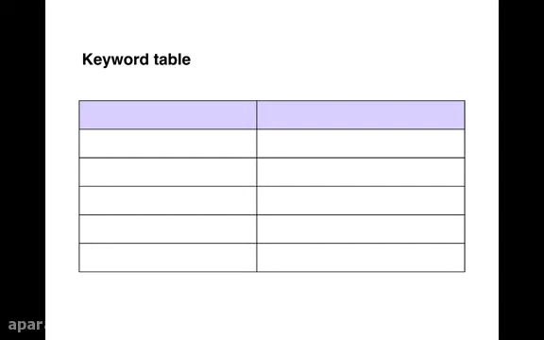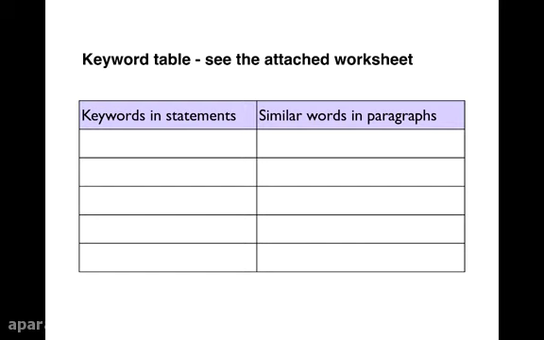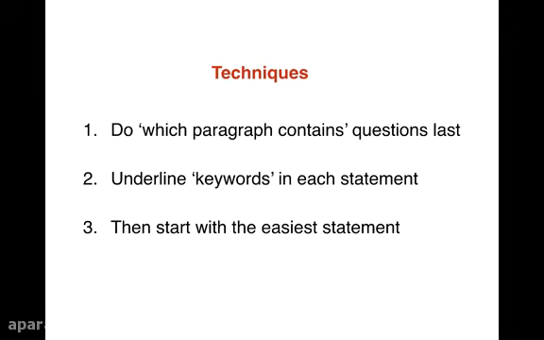So in the left column I put keywords in the statements, the questions, and in the right column similar words in the paragraphs that got us the answers. Go to the worksheet and you'll see the full keyword table that I've done. That's the end of this lesson, but remember, techniques. 1. Do which paragraph contains questions last. 2. Underline keywords in each statement. And 3. Then start with the easiest statement.